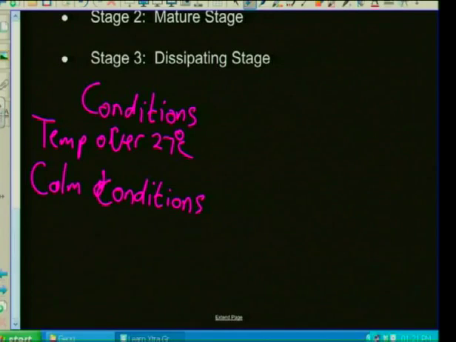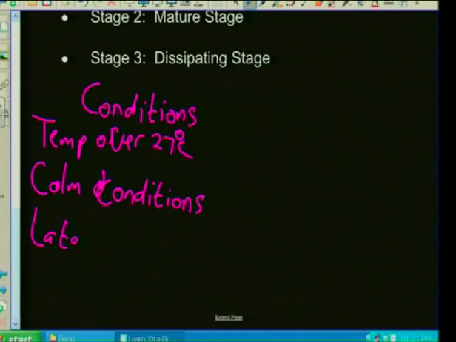Okay, calm conditions, because what will happen is if there's rough conditions or windy conditions, it's going to mix the air and a low pressure won't form properly. All right, latent heat. Latent heat needs to be present, and of course it's happening over the ocean.